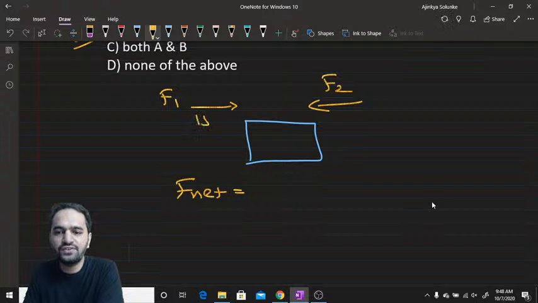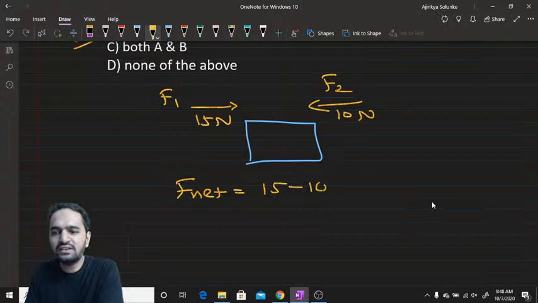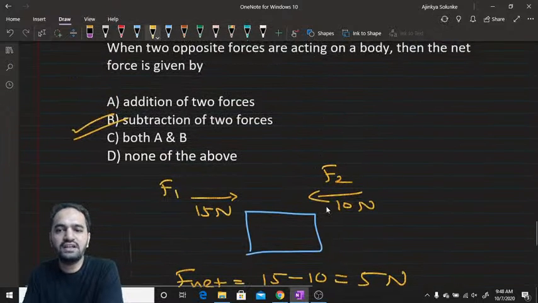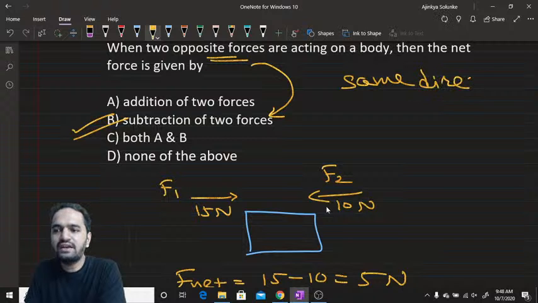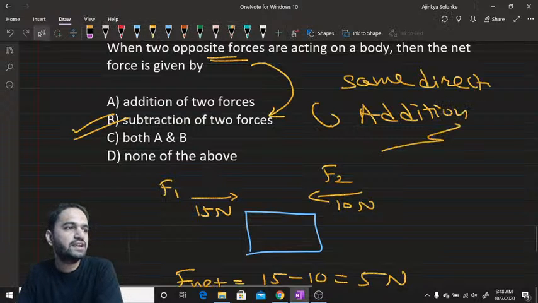For example, this is 15 Newton and this is 10 Newton. So the net force which is acting on this body is 15 minus 10 Newton, that is 5 Newton, right? So that means if the forces are opposite in direction, then we need to subtract. If they are in the same direction, then we need addition. Are you understanding this?